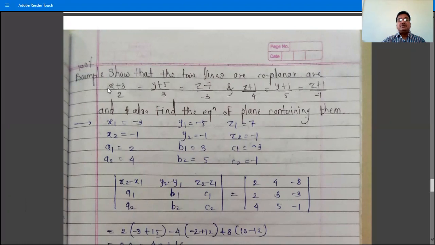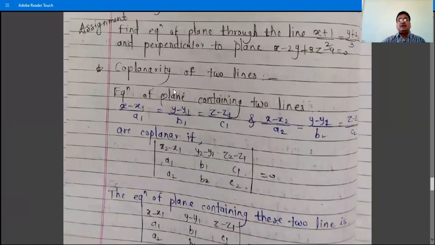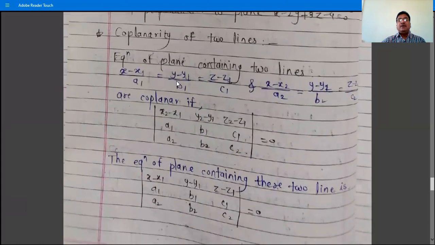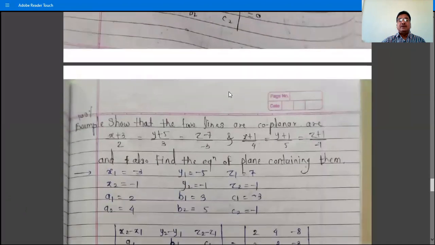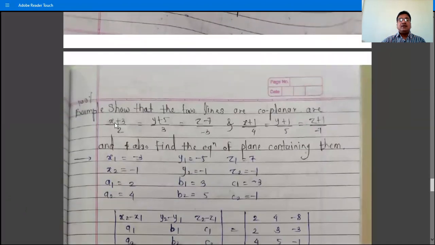So compare this equation with x minus x1 by a1, y minus y1 by b1, z minus z1 divided by c1. So x plus 3 is x minus x1, which means x1 is minus 3. y plus 5 is y minus y1, which means y1 is minus 5. z minus 7, z minus z1, that is z1 is 7. And small a1, b1, c1 are 2, 3 and minus 3.